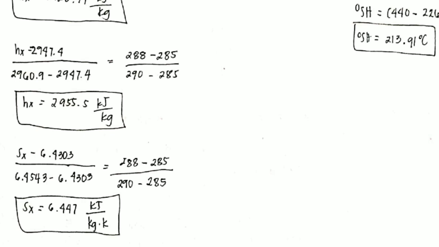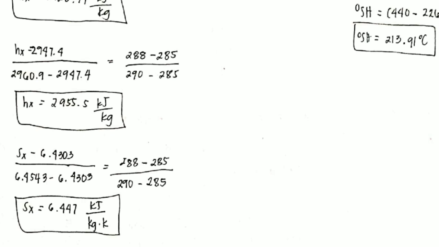And if we use our calculator, we can get the value of the specific enthalpy. H means specific enthalpy. So we can get the specific enthalpy of 2,955.5 kilojoules per kilogram. That is right. So now let's get the specific entropy. Its unit is kilojoules per kilogram times K. The method is the same.